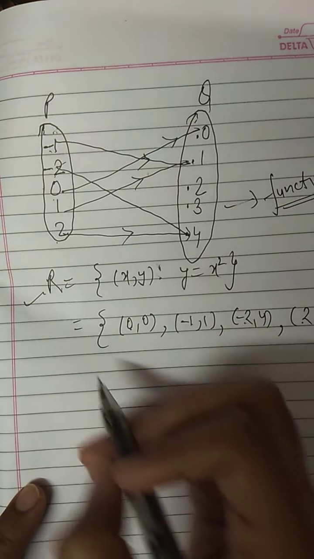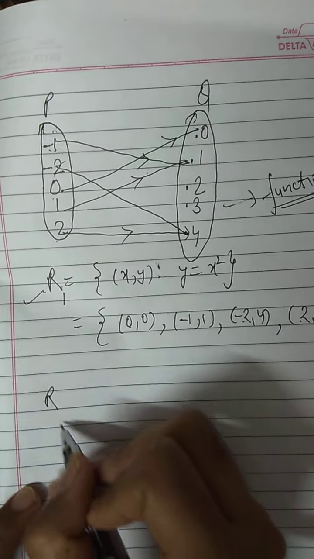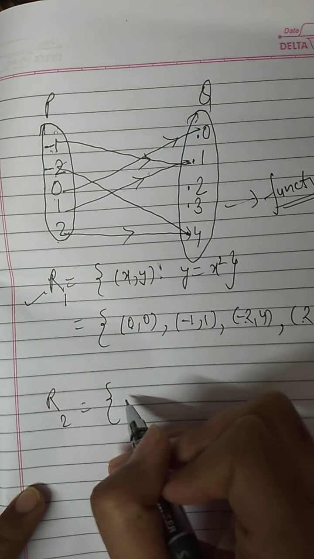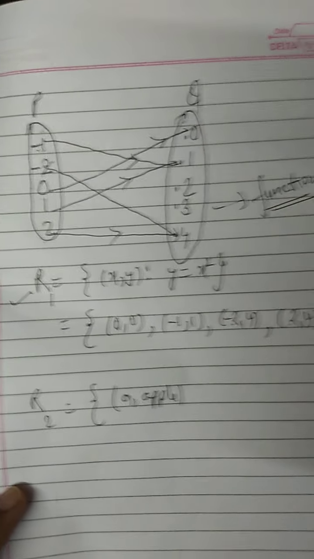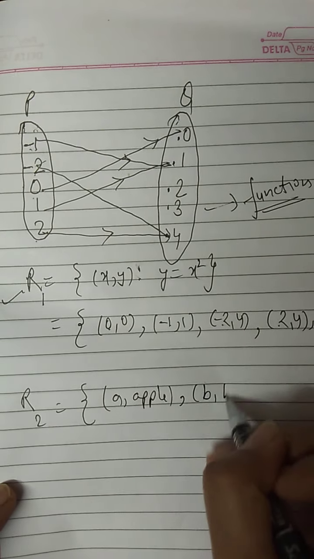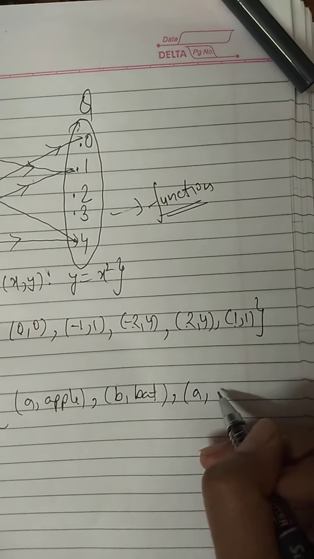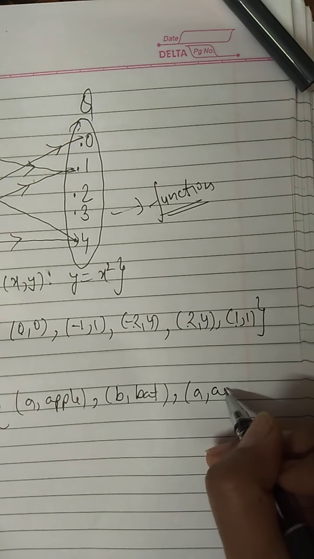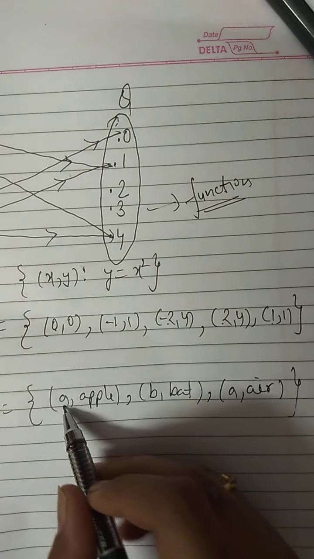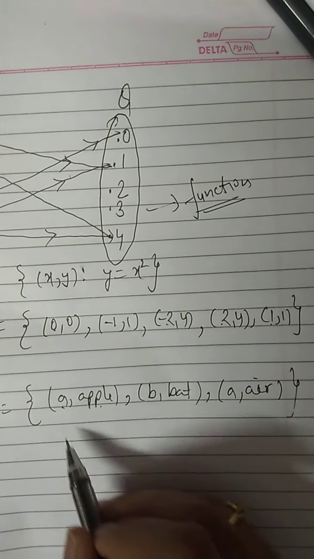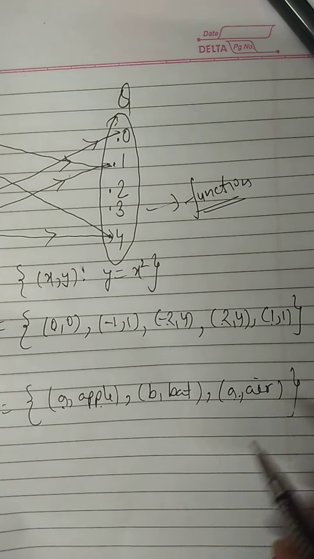Now, when will I say it is not a function? For example, any relation, let it be R1, and any relation R2 is given in such a way: we are having A, apple, right? We are having B, bat. We are having here A, let us say air. That's it. Now what is the difference here? A has the image apple also, A has the image air also. So now one element has two images.